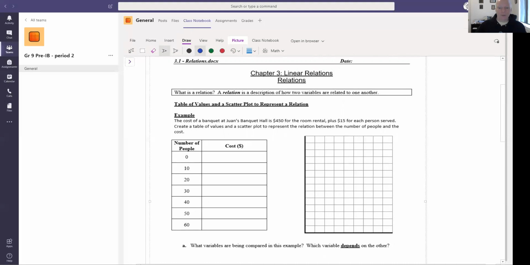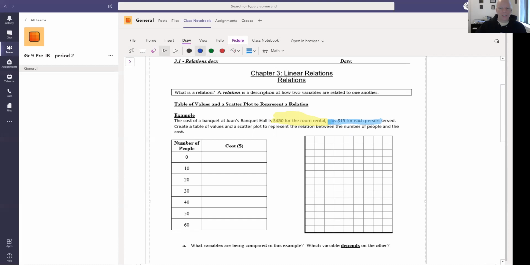So here's an example. The cost of a banquet at Juan's banquet hall is $450 for the room rental, and let's see, I will highlight this. So $450 for the room rental, plus $15 for each person that attends the banquet. So we want to create a table of values and scatter plot to represent the relation between number of people and the cost. So here we've got number of people in the left-hand column of this table, and the cost on the right-hand column.